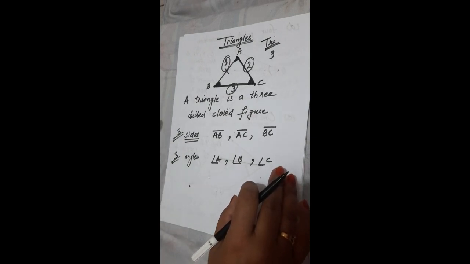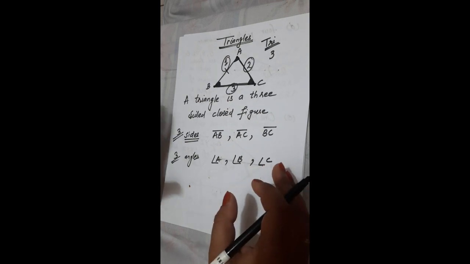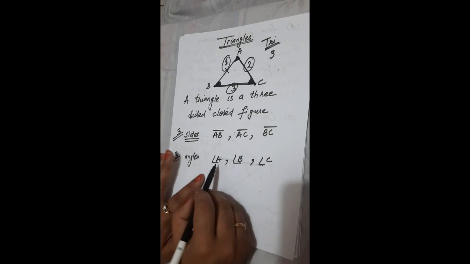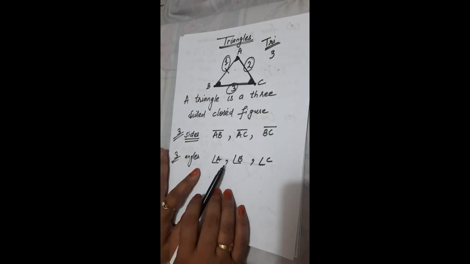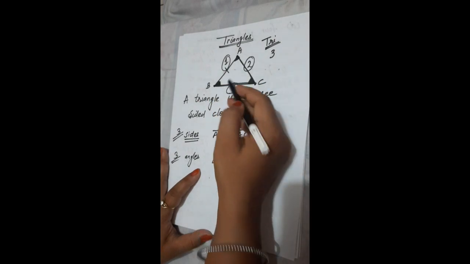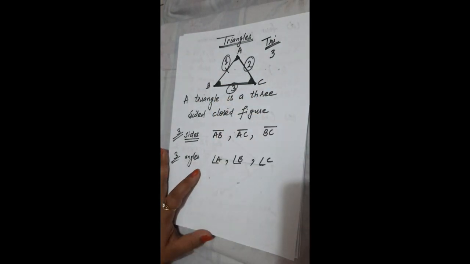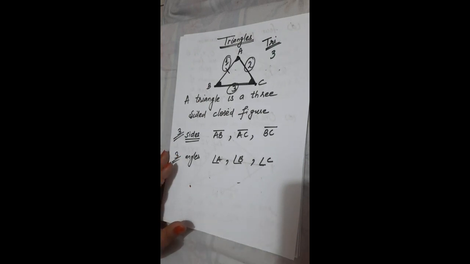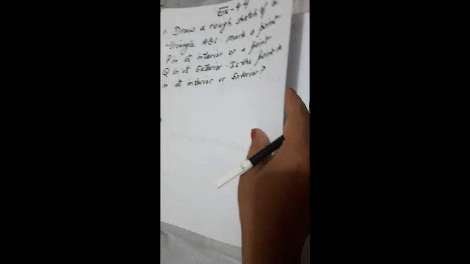As we know, a triangle is also a polygon, because a polygon is a simple closed curve made up of line segments, and it is also made up of line segments. So here we have three sides, three angles: first angle A, second angle B, and third angle C. So this is all with triangles. Now let's start exercise 4.4.